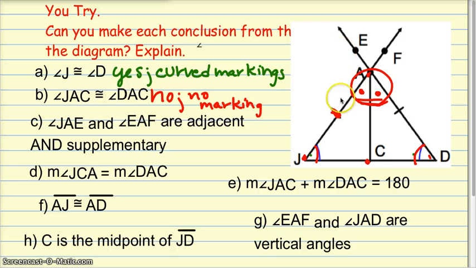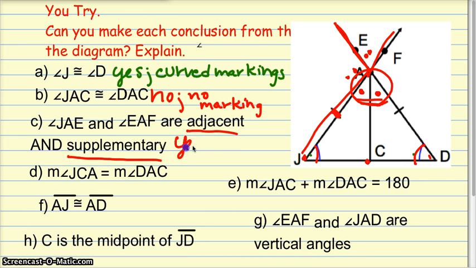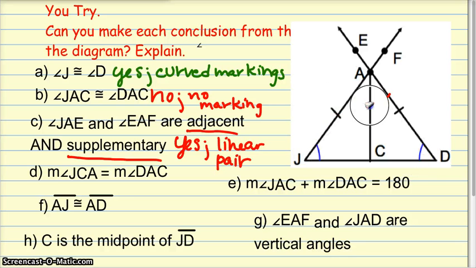Looking at letter C, it says angle JAE, so that angle up there, and angle EAF, so it's referring to these two over here. Are those two angles adjacent? Are they side by side and touching? Yep. And are they supplementary? Yes. When I ask students how they know those angles are supplementary, they're usually going to give me something that has to do with the fact that they lie on the same line. Those angles are a linear pair, and that's something that can be assumed when looking at a diagram. So that's a perfect explanation about why those two angles are adjacent and supplementary.